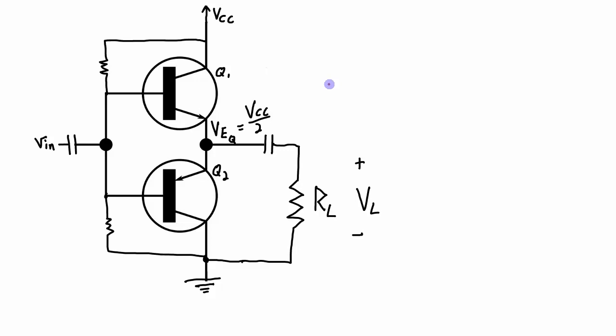But a big advantage of these Class B amplifiers is that their efficiency is much higher than a Class A amplifier. Now I want to go through and show you what the maximum efficiency can be for a Class B amplifier like this one. So remember, efficiency is equal to the power out divided by the power in times 100%. The input power is going to be provided by this VCC source.